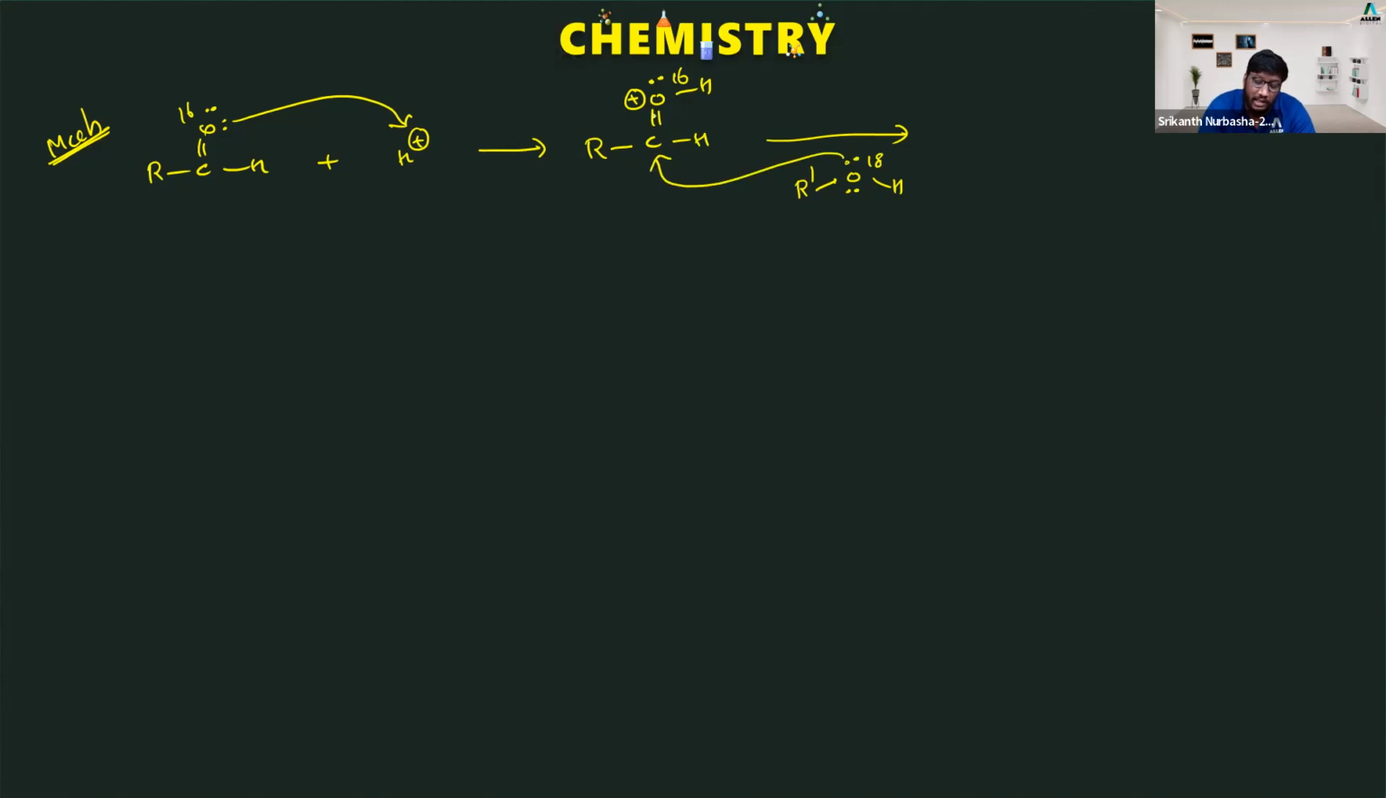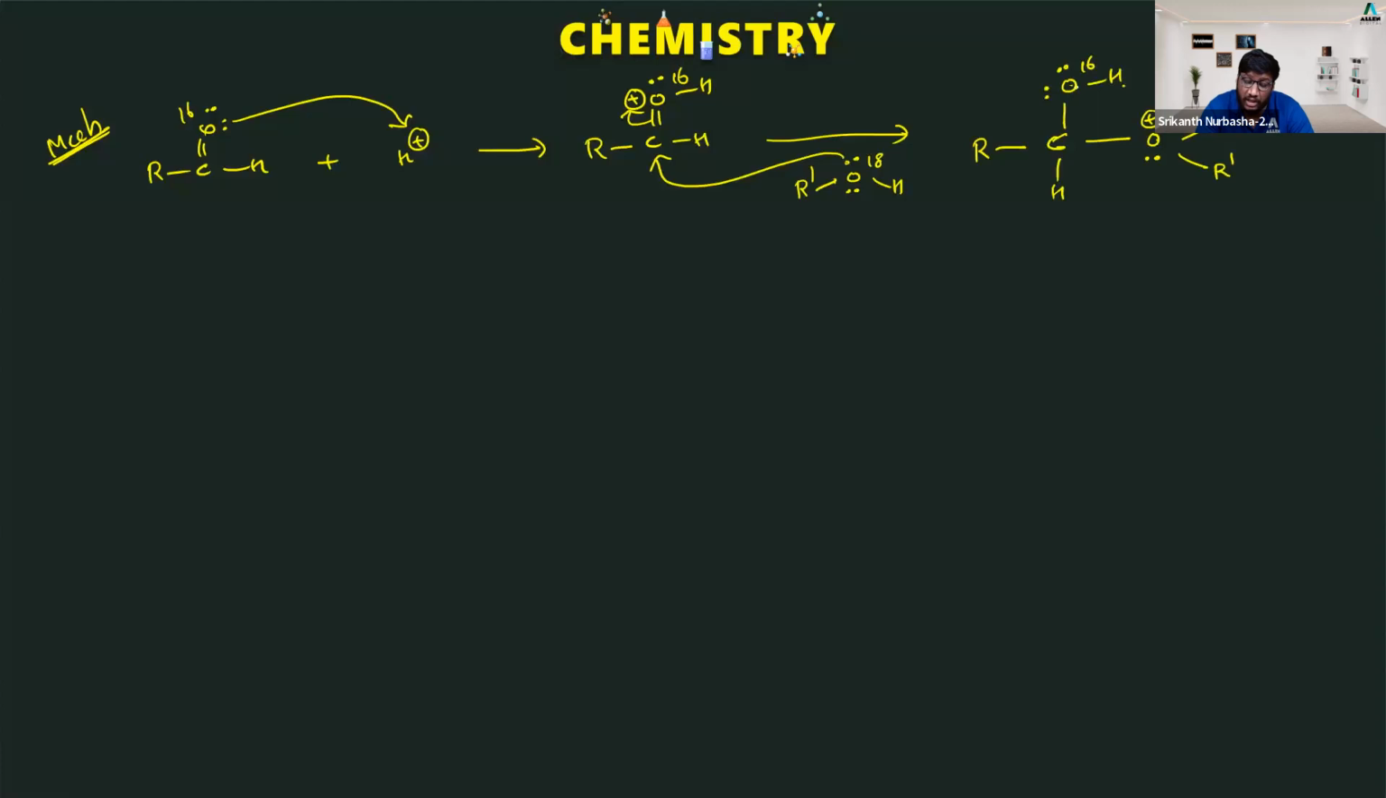As soon as this attack occurs, the pi electron density moves away. So we have alkyl group R connected to carbon, carbon singly bonded to the O16 oxygen. Oxygen has two lone pairs and an OH bond is present. You have the CH bond as it is, and the carbon is also connected to the O18 oxygen. O18 oxygen is supposed to have two lone pairs, but now it will have only one lone pair, and it has a positive charge. The OH bond is as it is, and the OR dash bond is as it is.